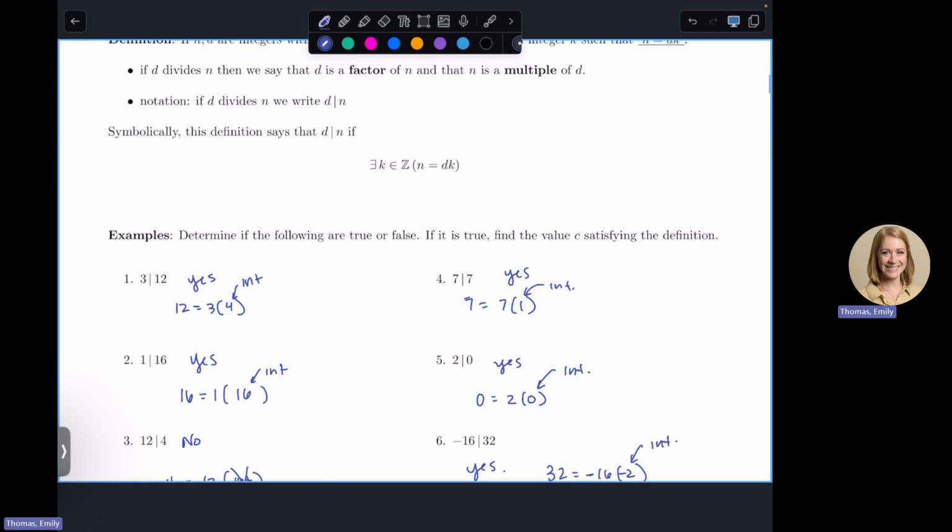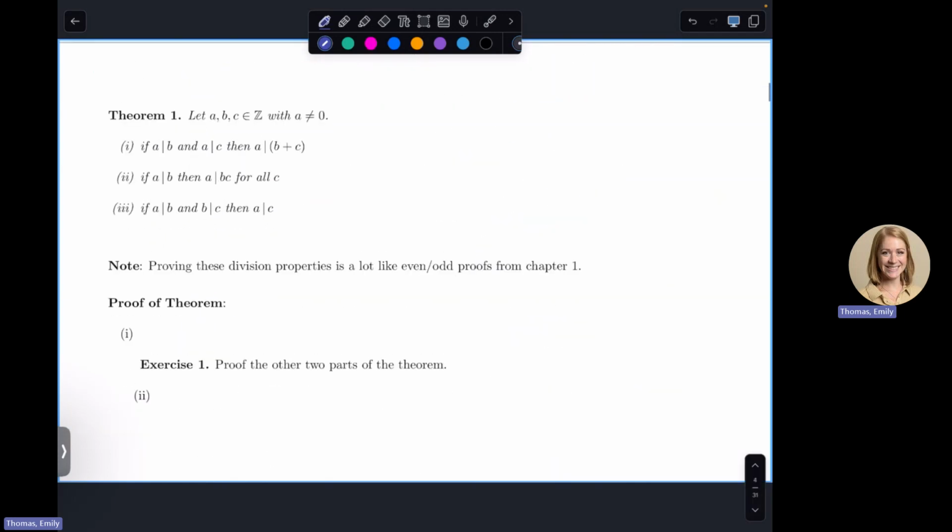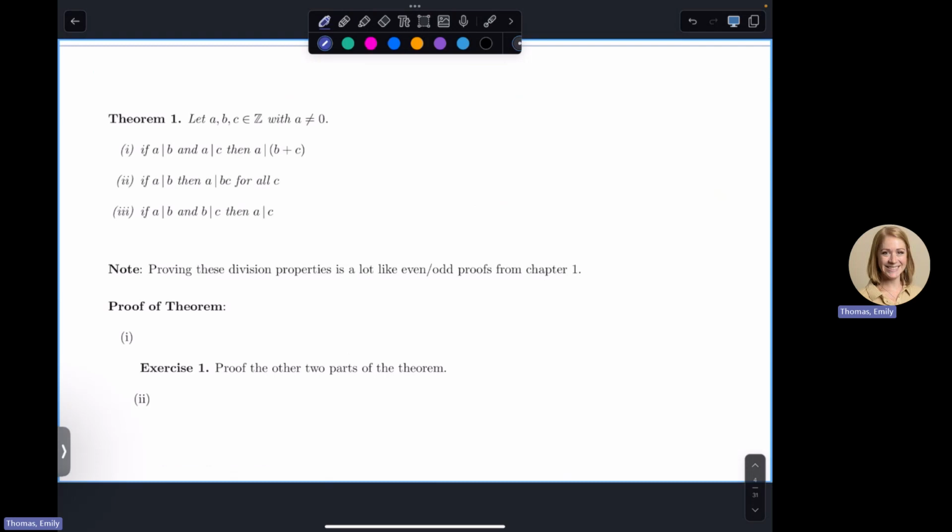Subjective? Spectacularly. Okay, so we have this theorem here where A, B, and C are integers, A isn't 0. If A divides B and A divides C, then A divides their sum. Do you want an example? Okay. 2 divides 4, and 2 divides 6. And then 2 is going to divide 10.